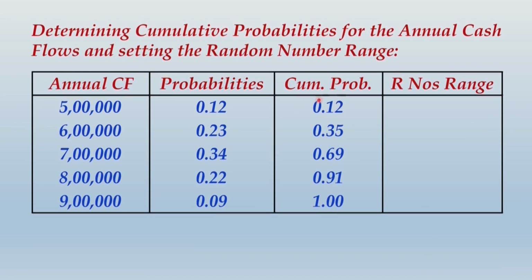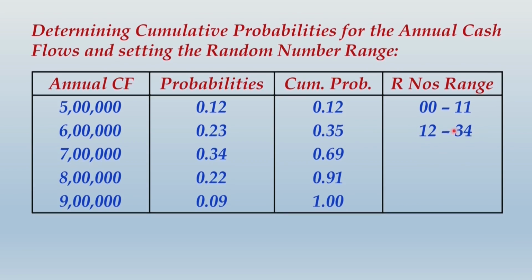So we need to first fit the probabilities of initial 12 counts, which will start from 00. If you count 12 random numbers starting with 00, it will be 00, 01, 02, 03, like that. If you go on up to 11, from 00 to 11, it will be 12 counts. Thereafter, because the cumulative probability is 0.35, the next range of random numbers will start with 12 and will go up to 34. So 12 to 34 will be the random number range.